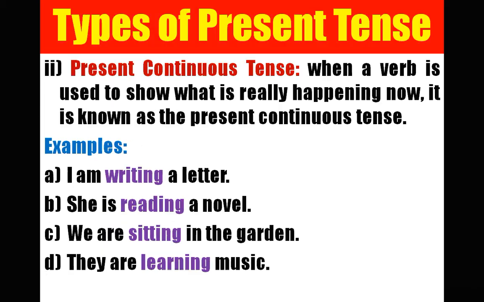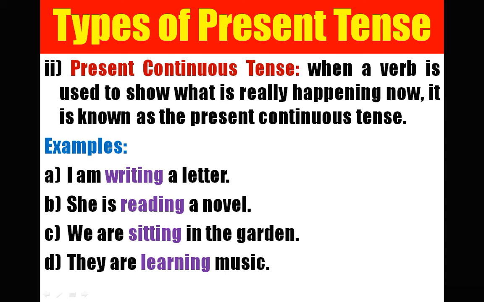Okay. Now look at present continuous tense. That is, the action is happening even at the time of speaking or at the time of writing. So when we say present continuous tense, we mean that when a tense is used to show what is really happening now, that is what we refer to as present continuous tense. Look at some of the examples here.